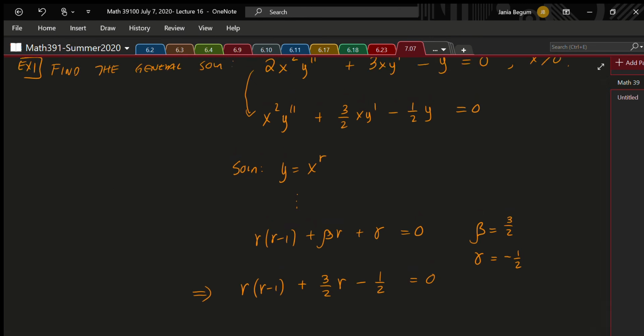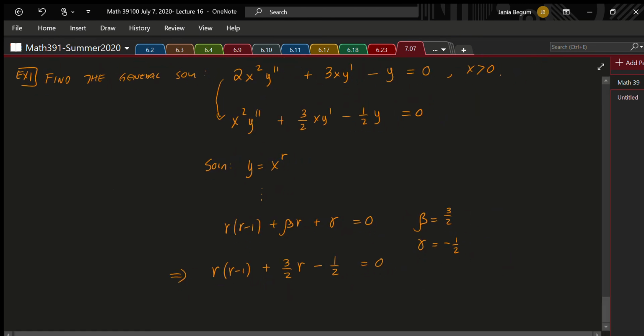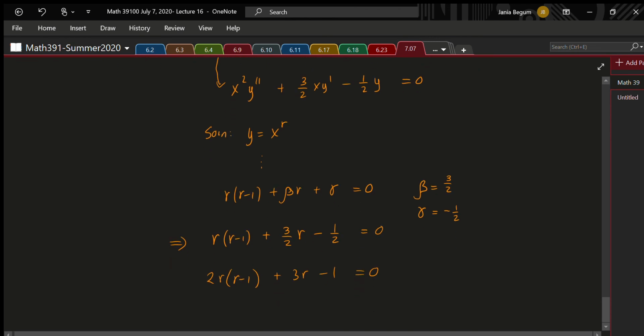We can handle that. So we have 2r times (r minus 1) plus 3r minus 1 equals 0. And then if I expand this, this is 2r squared minus 2r plus 3r, that's plus r, minus 1 equals 0. And now, this is a second degree polynomial, like we said.